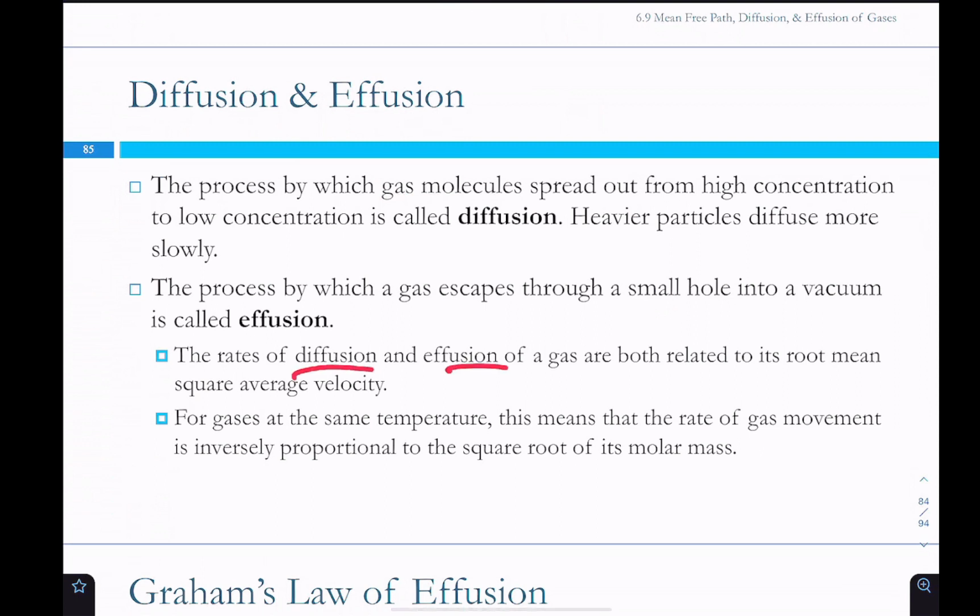So diffusion and effusion are both related to the root mean squared velocity because, if the particles are heavier, they're moving slower, so it's going to take them longer to diffuse into a space, and it's going to be longer before they happen to, by random chance, pass through the hole in the box. And that's the thing I need to work on next for the model.